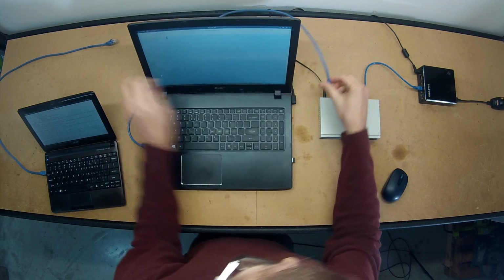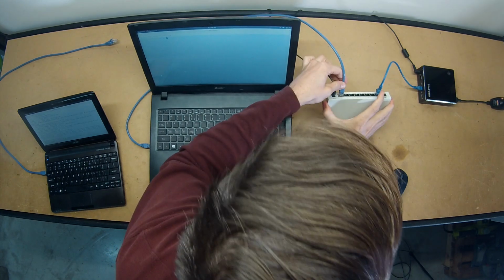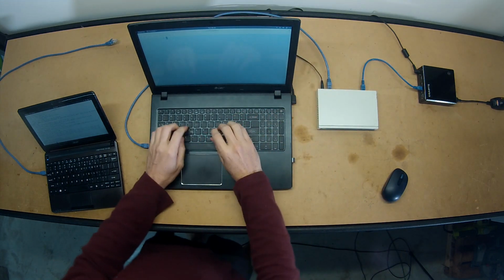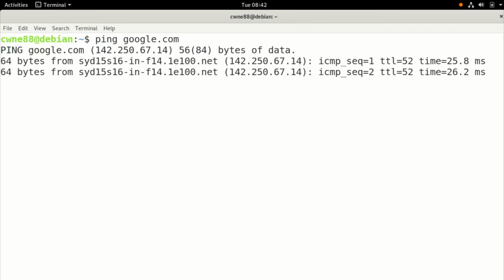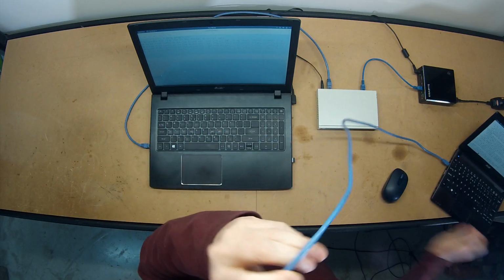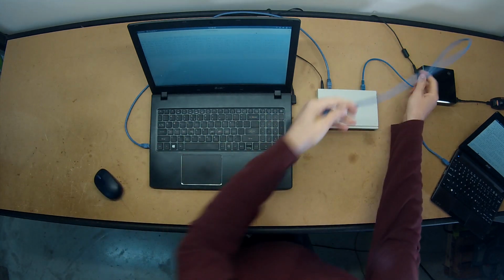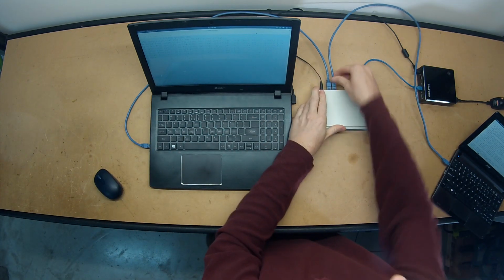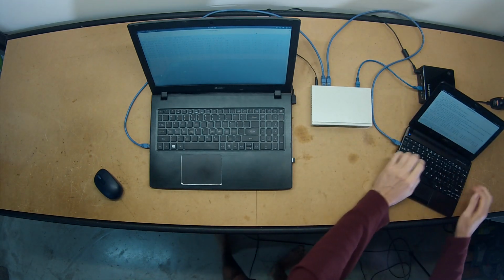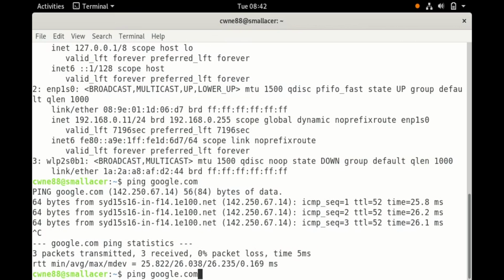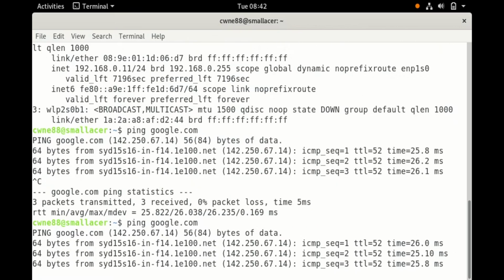So I could plug this computer into port 1. Okay, let's see if it pings Google. Okay, there it is. And this other computer over here, I can just plug that into port 2. Okay, so they're all lit up there, and this can probably ping Google as well. Okay, so now we're starting to build a network.